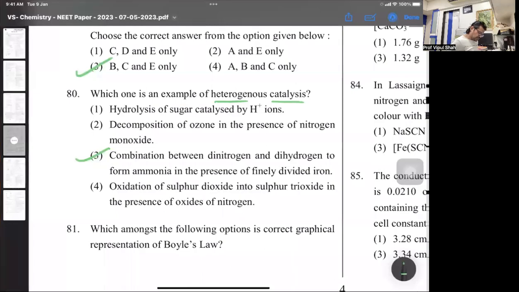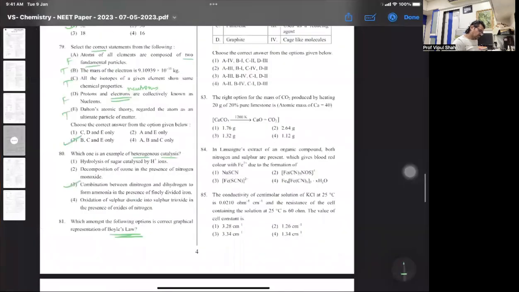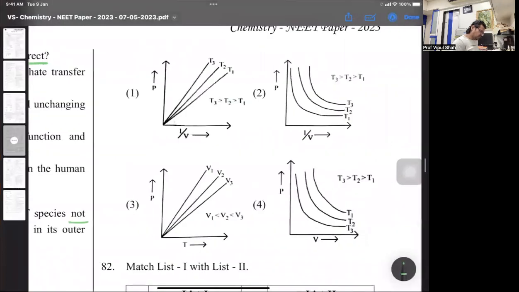Then 81, which option represents Boyle's law? If you observe, that's option A, because pressure is inversely proportional to volume. So pressure against 1 by V will be a straight line passing through the origin. That's option 1. Option 4 could have been correct if these options were reversed, like T1 greater than T2 greater than T3. Then the fourth one also is what we have as Boyle's law. Pressure increases, then the volume will decrease. But the temperature should have been T1 greater than T2 greater than T3. So 81st is the first one.